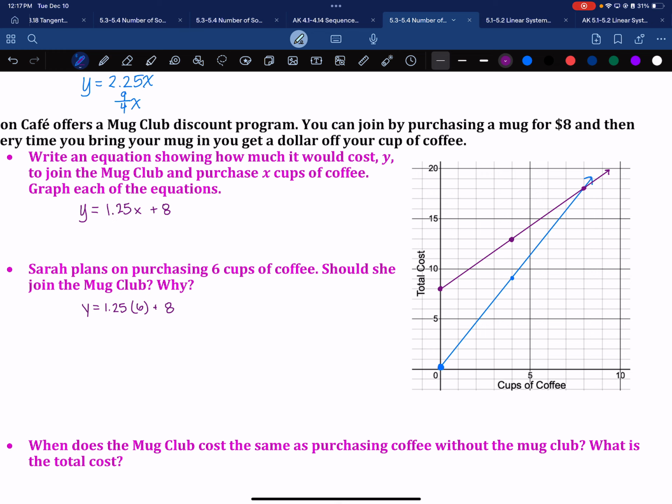Okay. How did you go about attacking this next question? Okay, for this question, it just says, if she plans on purchasing 6 cups of coffee, should she join the mug club? I don't want to know what the answer is. I want to know how you went about attacking this question. There's no wrong answers. I can see what Madeline did. Madeline was going to plug 6 into both equations and see which number is lower because we want to save money, right?